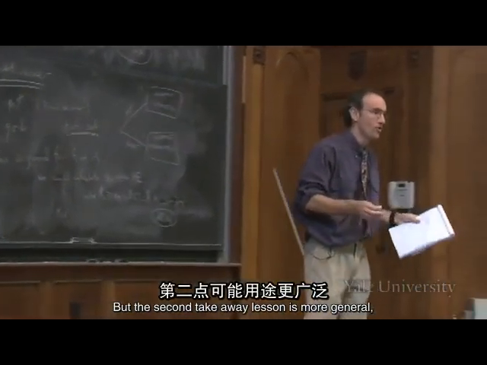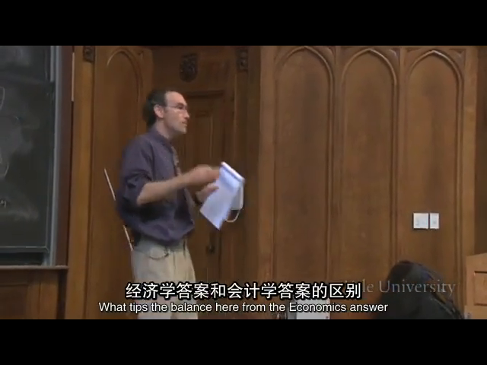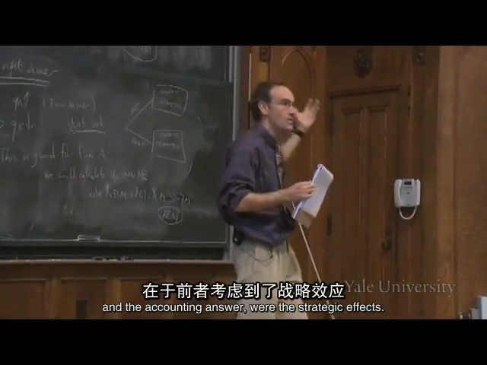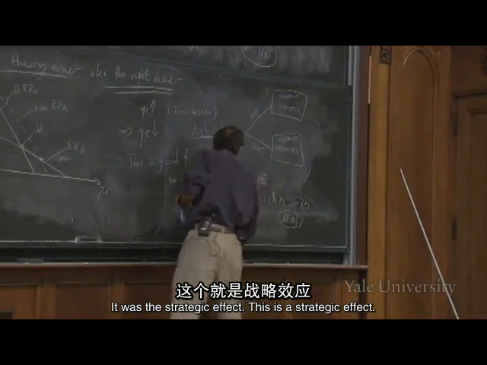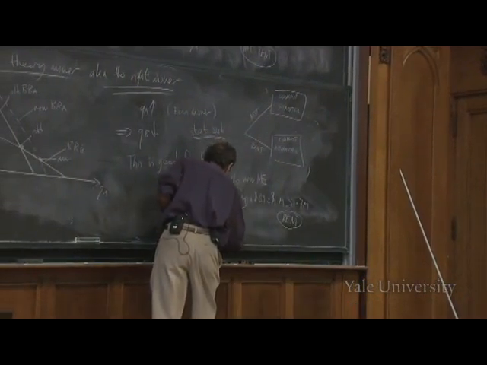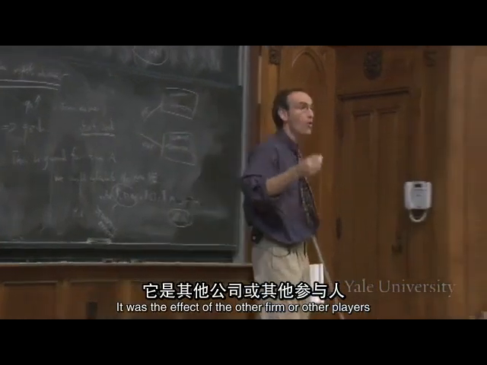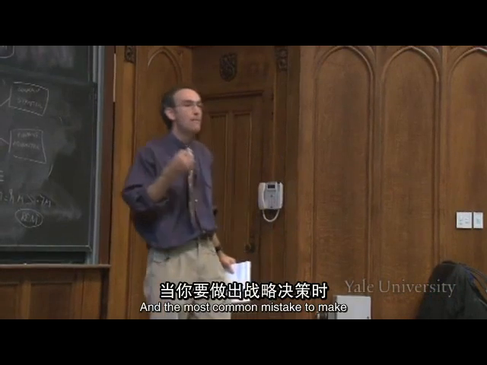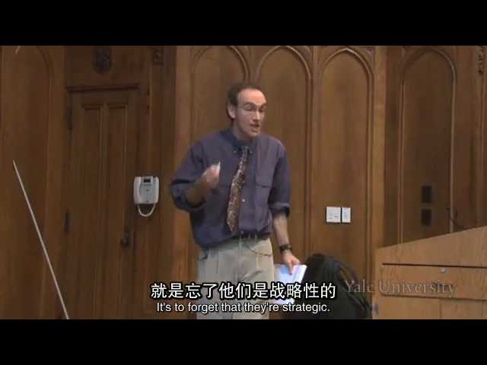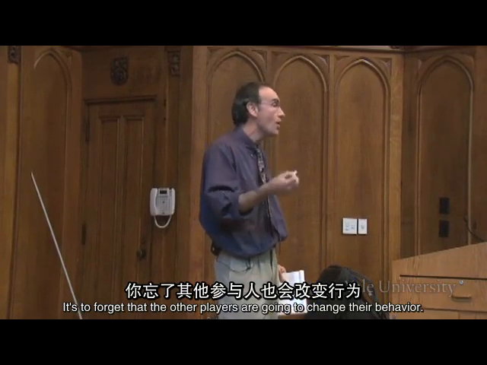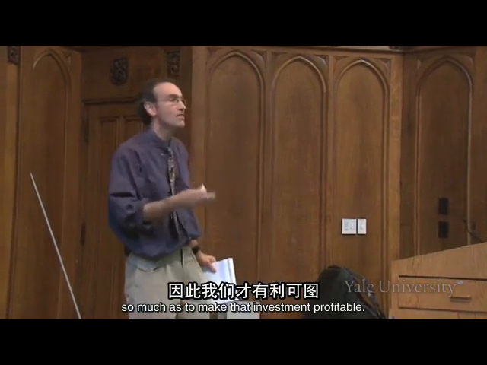But the second takeaway lesson is more general. What tipped the balance here from the economics answer and the accounting answer were the strategic effects. This was a strategic effect. It was the effect of the other firm or other players changing their behavior. And the most common mistake to make when you're thinking about strategic decisions is to forget that they're strategic. It's to forget that the other players are going to change their behavior. In this example, the other firm cuts back its production so much as to make that investment profitable.